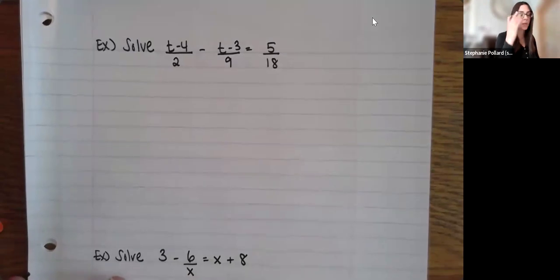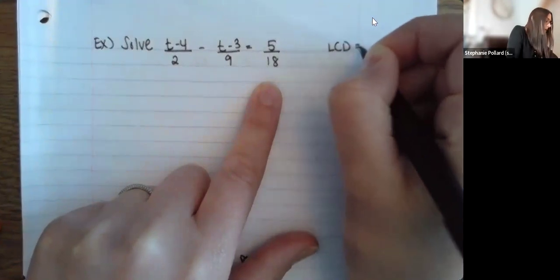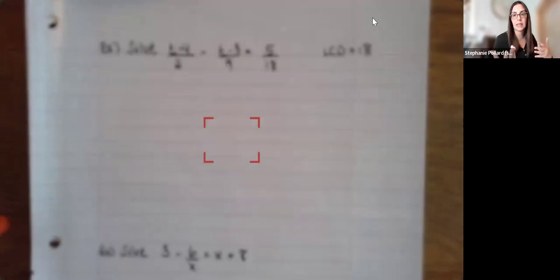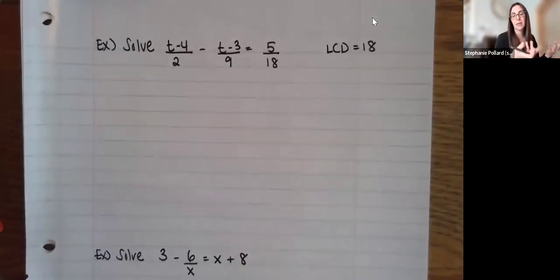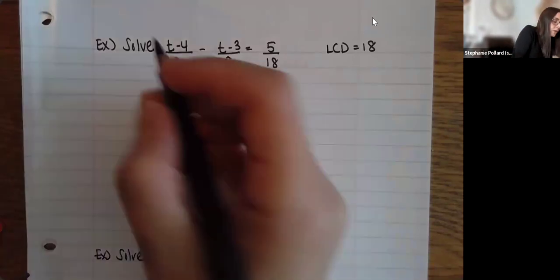All right, let's try one more that just has numbers for the denominator. I have a 2, a 9, and 18 here. So my least common denominator is going to be 18. And again, I'm going to multiply both sides by 18. But the shortcut to save a little bit of work is that you're really just going to multiply each term by 18 because you're going to have to distribute it through. So the first group will get multiplied by 18.